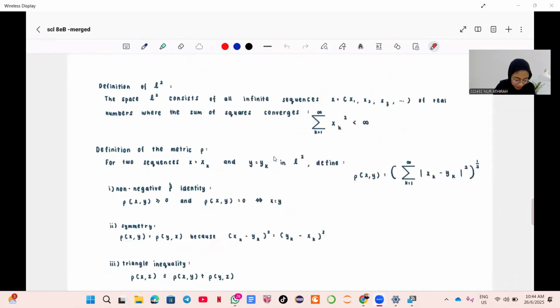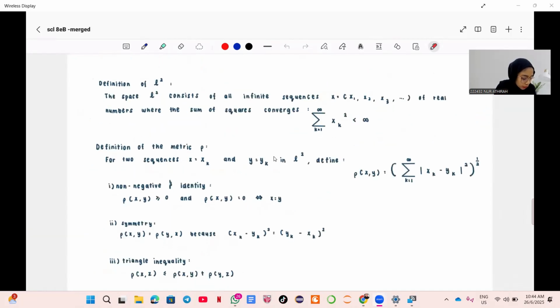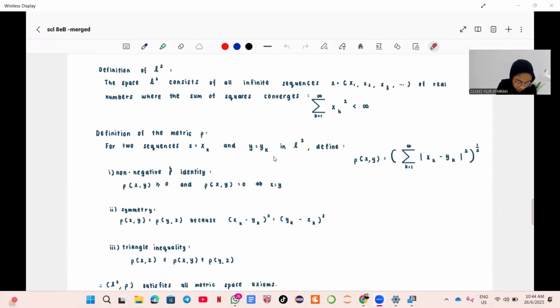So firstly, we have to define and explain the space, metric, and completeness. So the definition of L2 is the space L2 consists of all infinite sequences x equals x1, x2, x3 until infinity of real numbers where the sum of squares converges: the summation from k equals 1 to infinity of xk to the power of 2 is less than infinity.